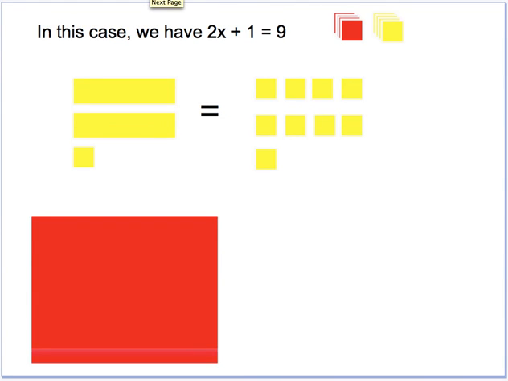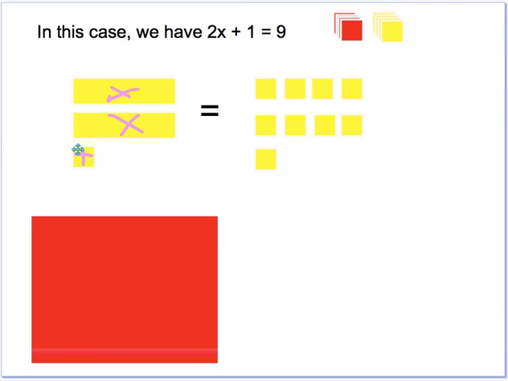We have 2x plus 1 is equal to 9. All right, so here is an x. Here's another x. So I have 2 x's plus 1 is equal to 9. So I always want to have x equal something, right, as an answer.